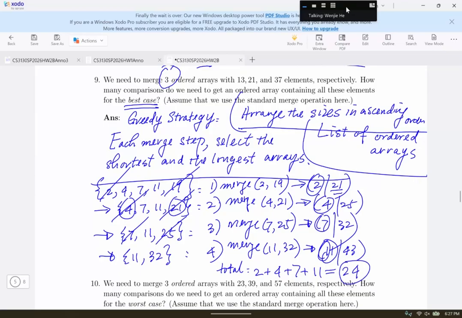That's the minimum. Greedy strategy. You do not need to try so many cases. And it can be proved it's optimal. We can use mathematical induction to prove it. But here we do not need to.